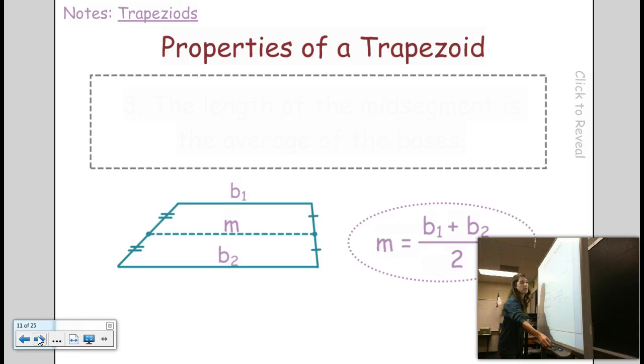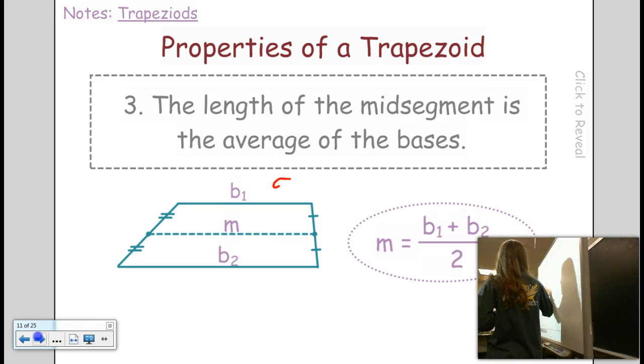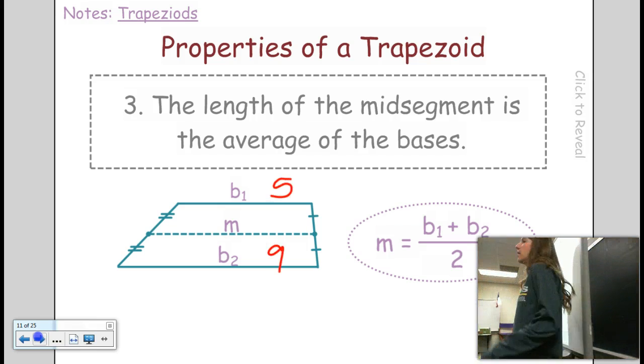Okay, here's the last, number 3, property of a trapezoid. The mid-segment is the average of the bases. You can write the words, or you can write the equation. You can write what's in gray or purple, whichever one you like better, the words or the equation. So in a trapezoid, if you draw the mid-segment, it is the average of the bases. You add them up and divide by 2. It's right smack in the middle. Its length is perfectly in the middle of the other two lengths. Add them up and divide by 2. That's property number 3 for a trapezoid. So if this is 5 and this is 9, how much is the mid-segment?